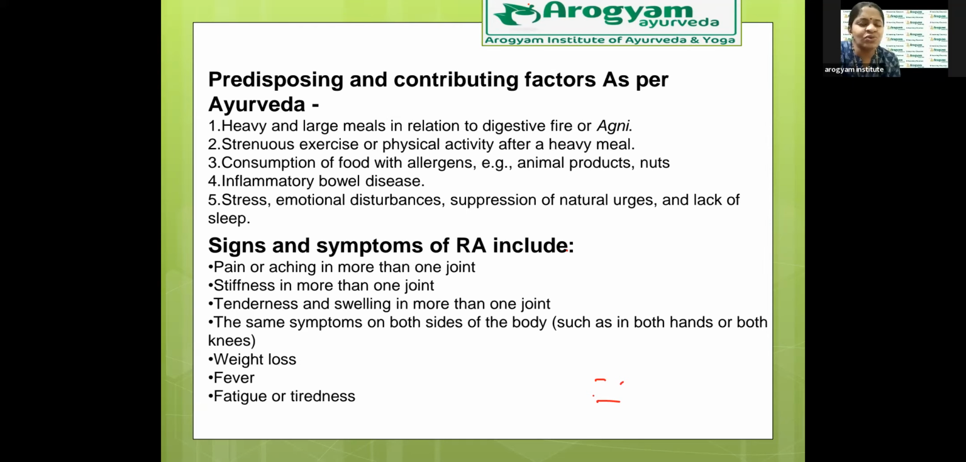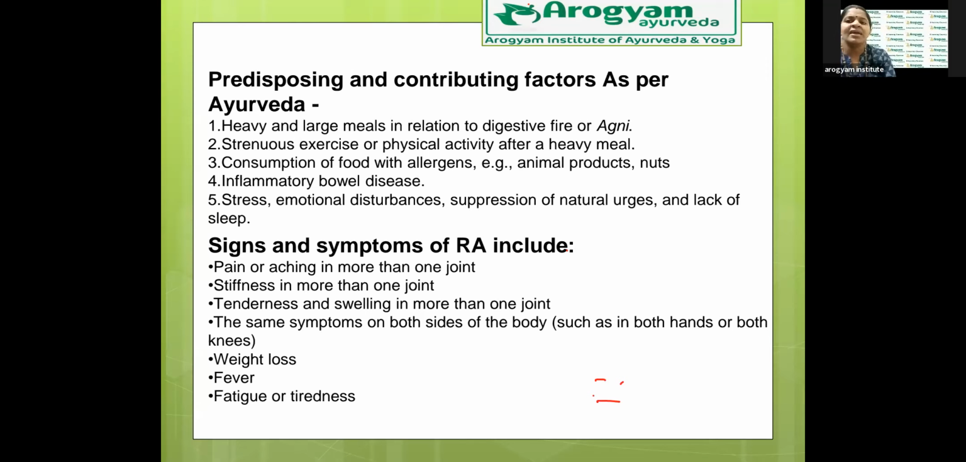Inflammatory bowel disease, you know this. See, always an episode of RA, or the beginning of RA, is usually after one episode of indigestion. It can be any sort of indigestion. After this we can see the beginning of RA. So inflammatory bowel disease or irritable bowel syndrome is one of the important predisposing factors. Stress, emotional disturbances, suppression of natural urges, and lack of sleep: these all can be factors.